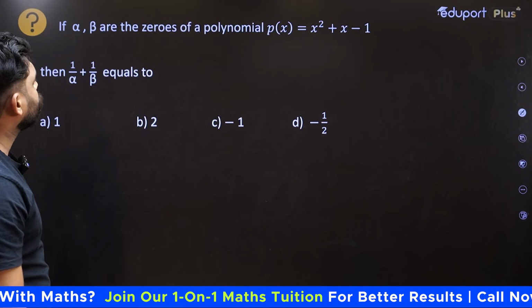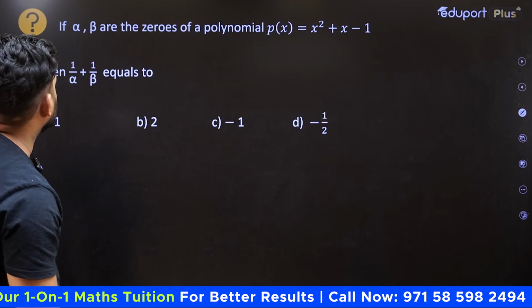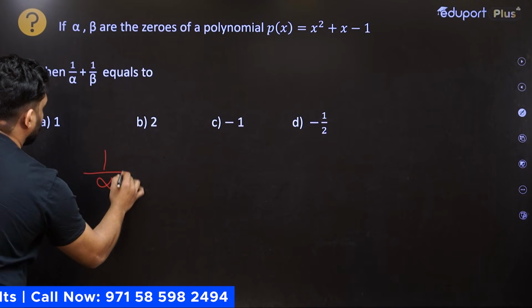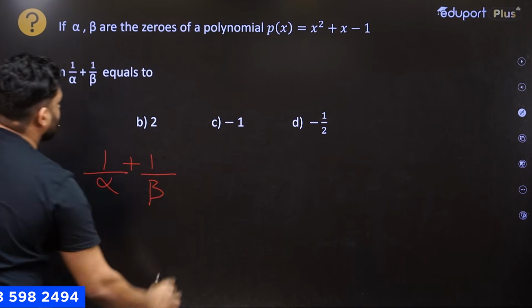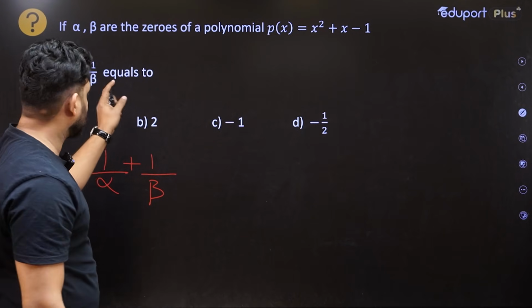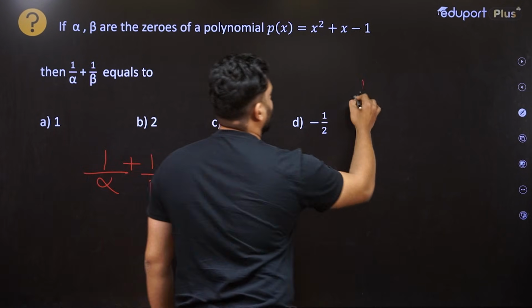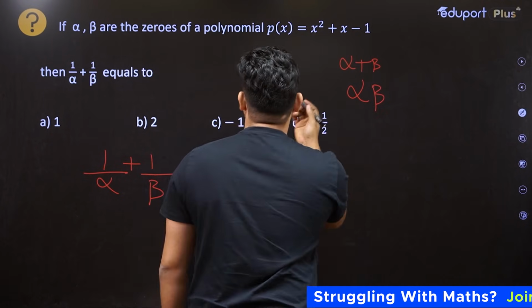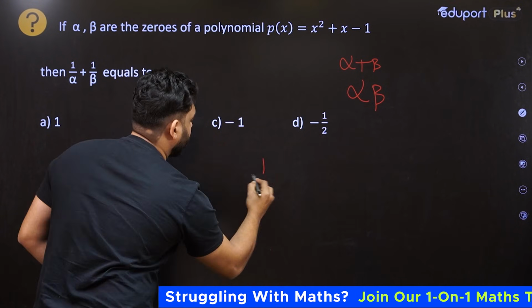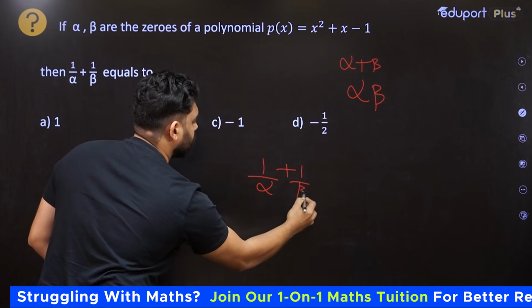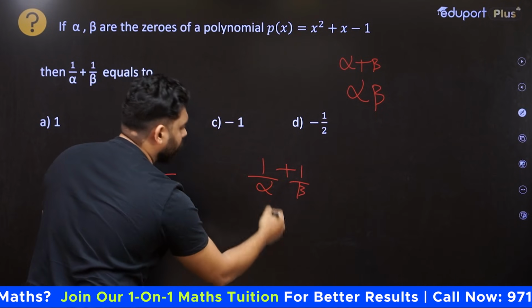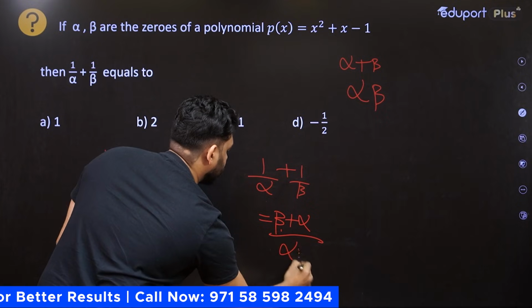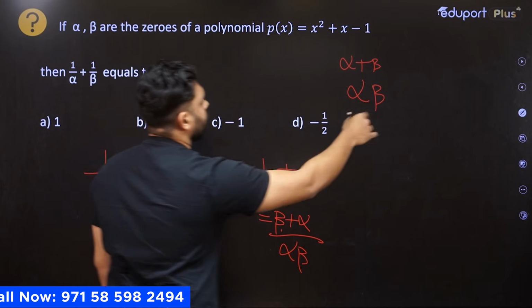If alpha beta are the zeros of a polynomial p of x is equal to x square plus x minus 1, then 1 by alpha plus 1 by beta is equal to. If you get such questions, don't get confused or don't get stressed. You already studied what is alpha beta and what is alpha plus beta. You will be thinking that I have not studied what is 1 by alpha and 1 by beta. Don't worry, 1 by alpha plus 1 by beta is nothing but beta plus alpha by alpha beta. You already know the equations, substitute it.